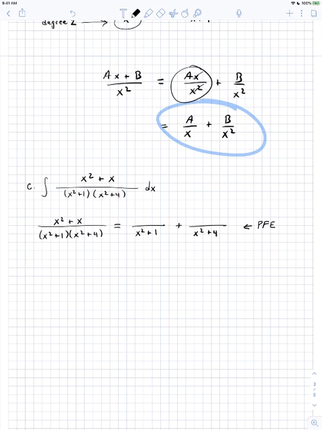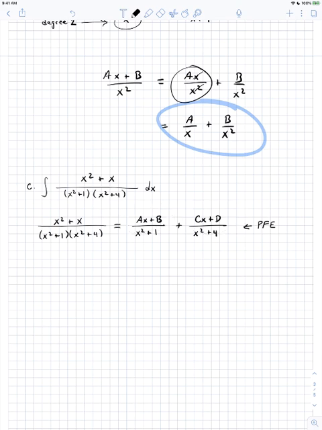We don't know exactly what's in the numerator, but it's going to be 1 degree smaller than the quadratic below it. So we're going to have ax plus b, and over here we'll have cx plus d. Now you might be tempted to write ax plus b here, but don't do that because we've already used a and b. You're not allowed to reuse the letters.